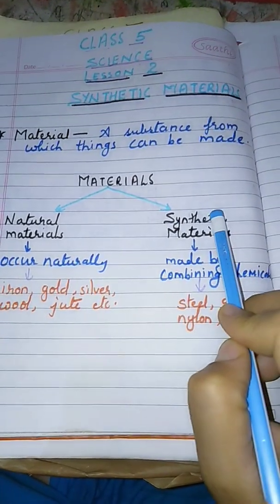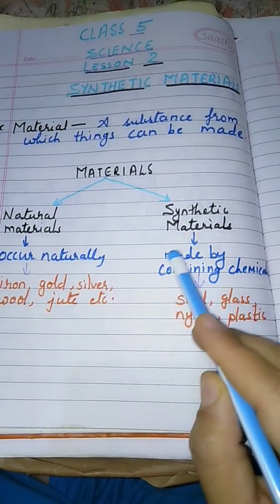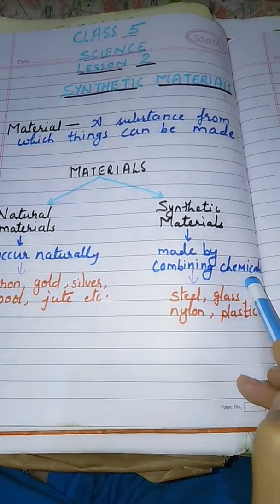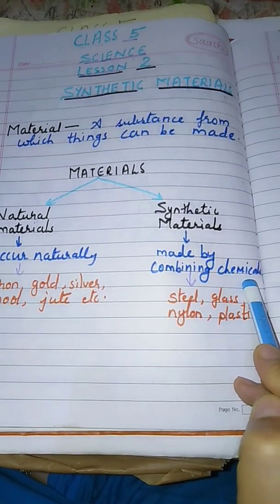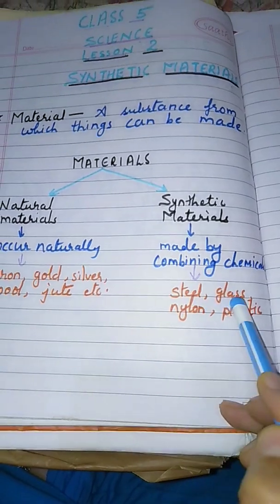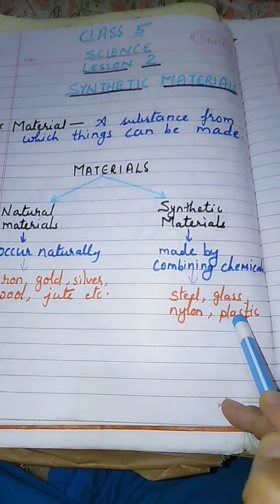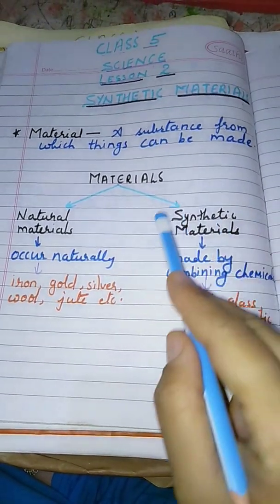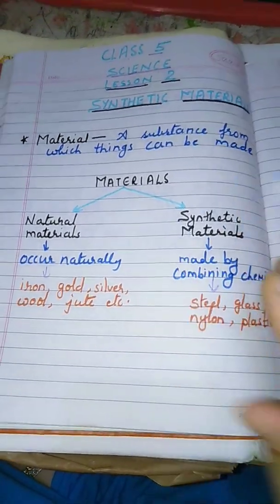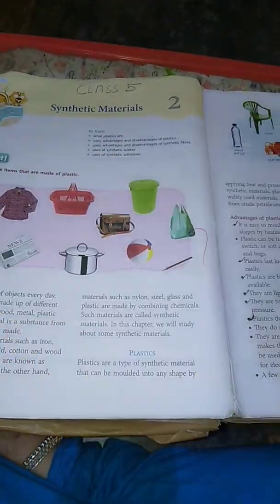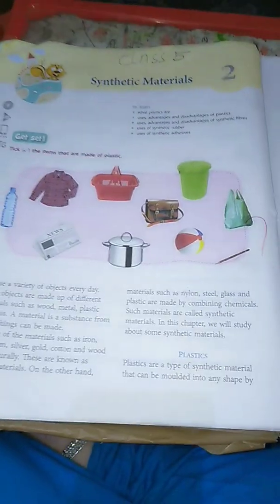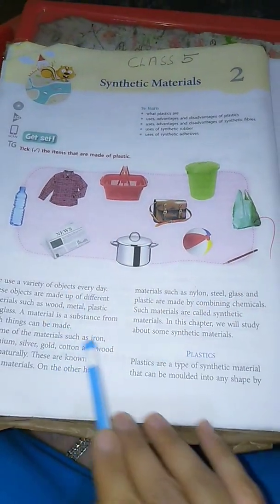Now synthetic materials. Synthetic materials are the materials that are made by combining chemicals. They are made in factories by combining chemicals. For example, steel, glass, nylon, plastic. So about all these synthetic materials we are going to study in this chapter. Now let us have a look at the book. Now this is your lesson.